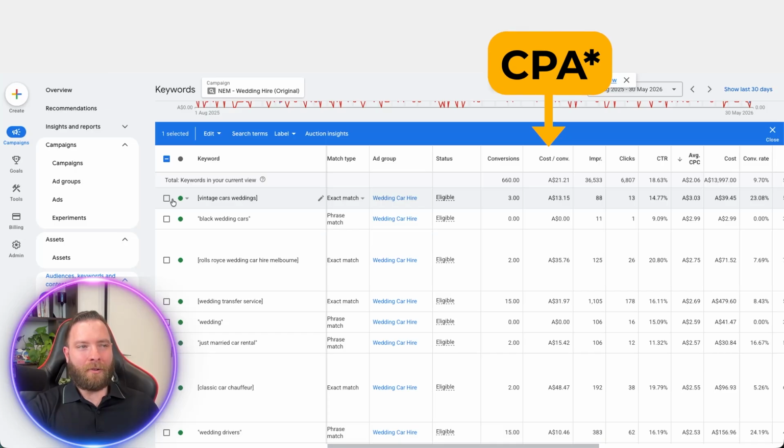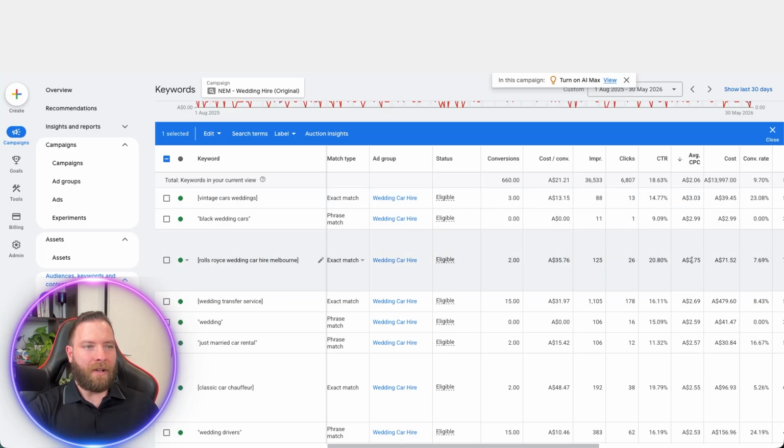However, when you have a look at some of the more expensive cost per clicks, you'll see that some of the keywords that have a high cost per click and a relatively high cost per conversion may, if you're not tracking properly, want to be removed.